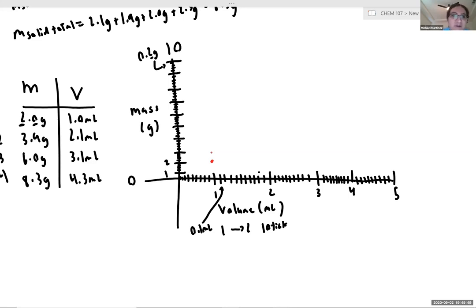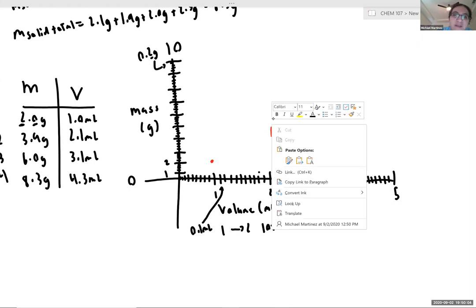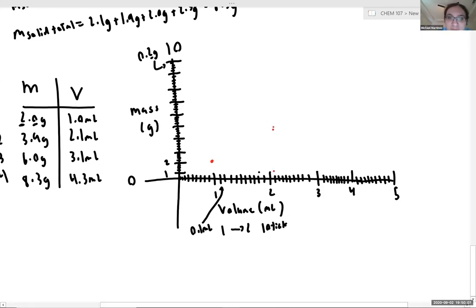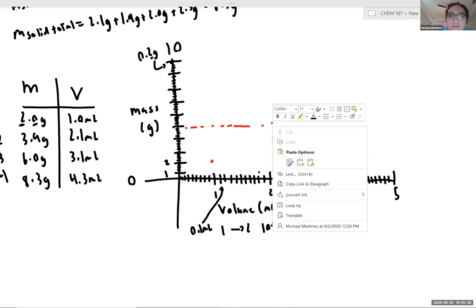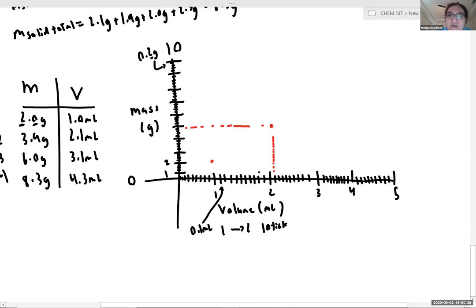Now we're going to plot our second data point. My mass is 3.9, so I'm going to find around 3.9. My volume is 2.1. So that gives us a data point, and let me show with some dotted lines here. Tracing across, that gives us our data point for trial 2. Does everyone see how I traced across to assign my data point? Does this make sense to everyone?